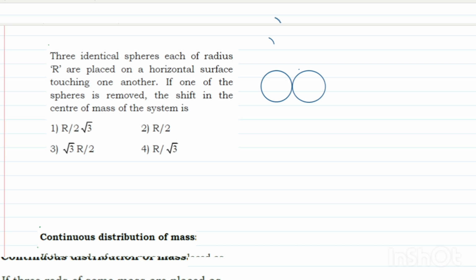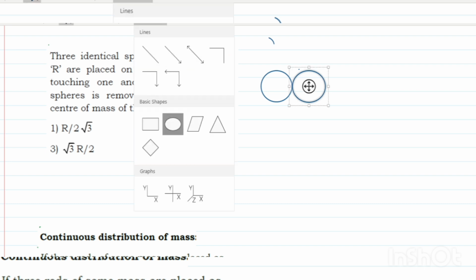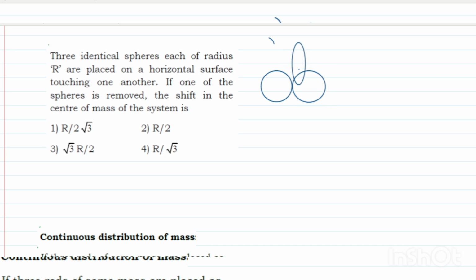Now let us take this as the third sphere, and one more sphere here, and all 3 are touching each other. We are placing them like this on a horizontal surface, and if one of the spheres is removed, let us take their centers and see how they are aligned. Their centers form an equilateral triangle, students. Let us take this as sphere A, this as sphere B, and this as sphere C.